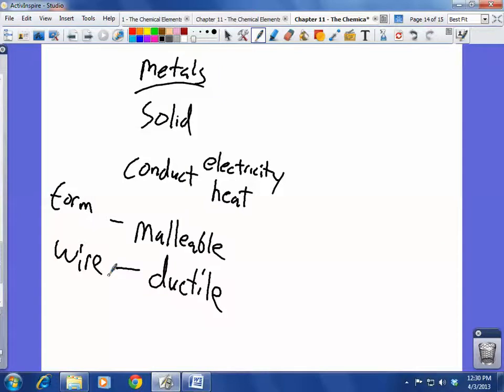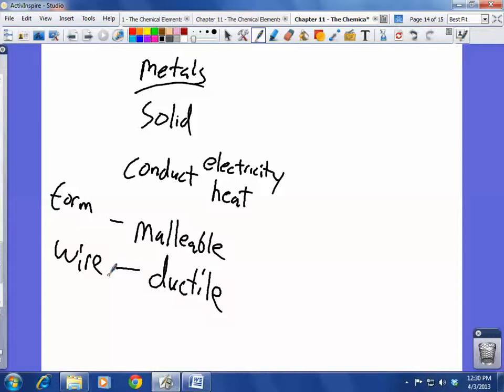So if I had a piece of copper wire in here, I can take a hammer, I can flatten it out. At the same time, if it was a thin enough piece of wire and I was strong enough, I could pull that into an even thinner wire. You talking about pulling it apart? Well, I could pull it apart, or if I was careful, I could probably stretch it a little bit first, right? And that's what we mean by malleable and ductile. It means I can form it. I can pull it into wires.